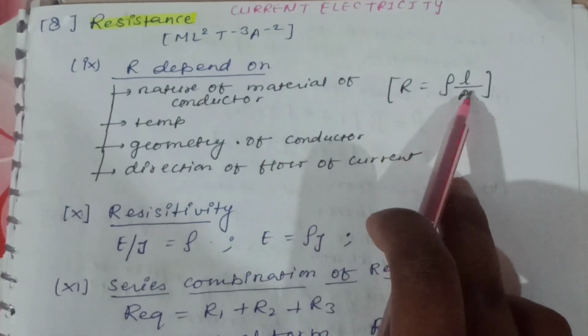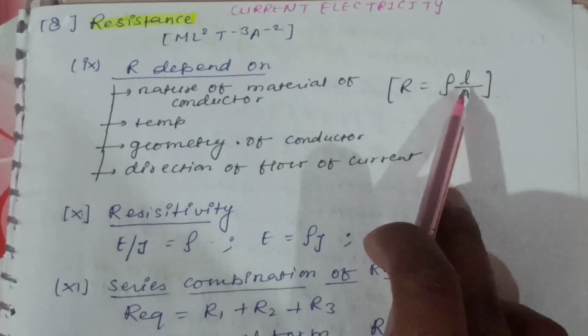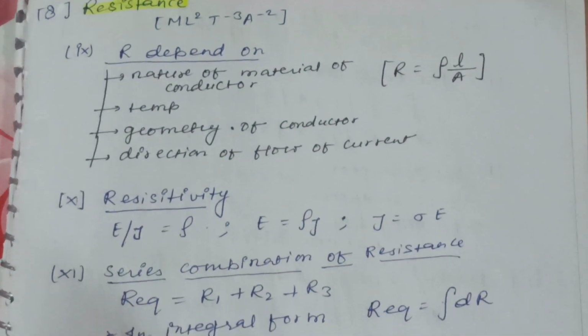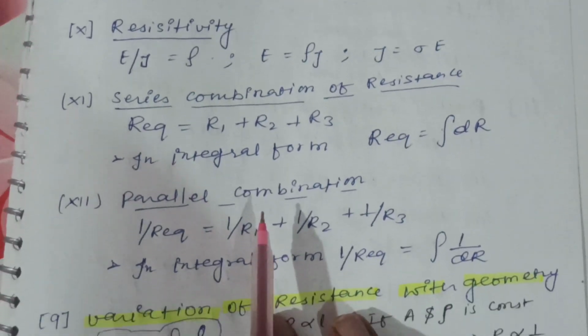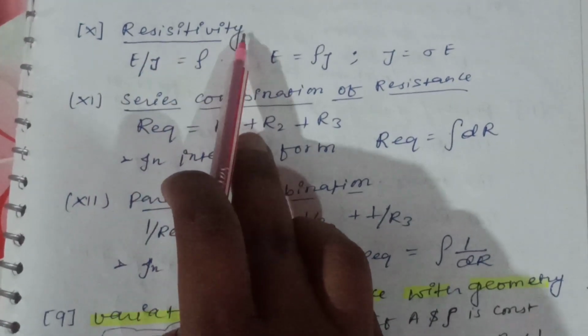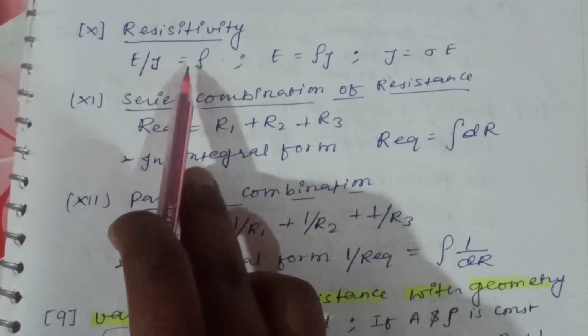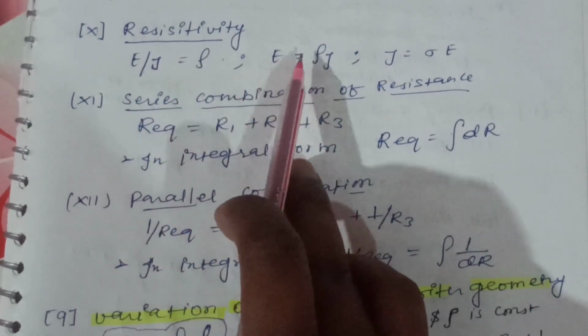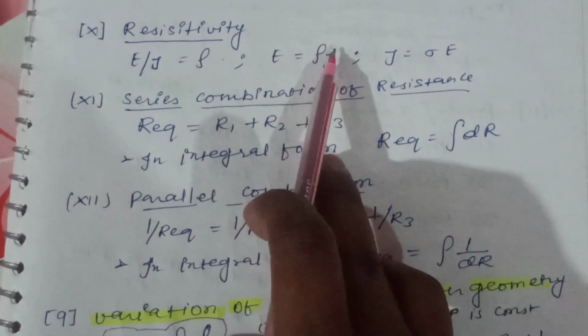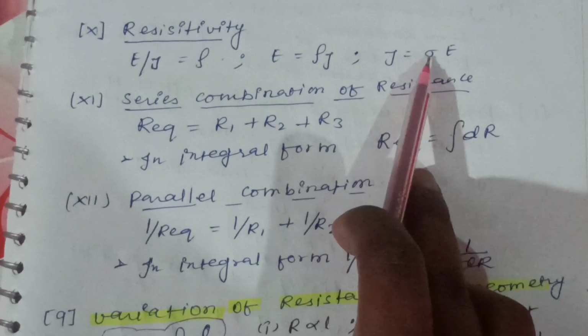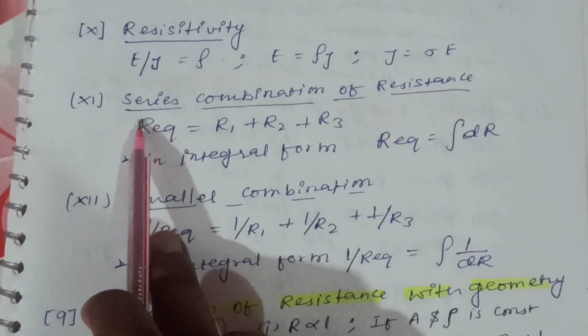R is equal to rho L upon A. Resistivity: E upon J is equal to rho. E is equal to rho into J. J is equal to sigma into E.